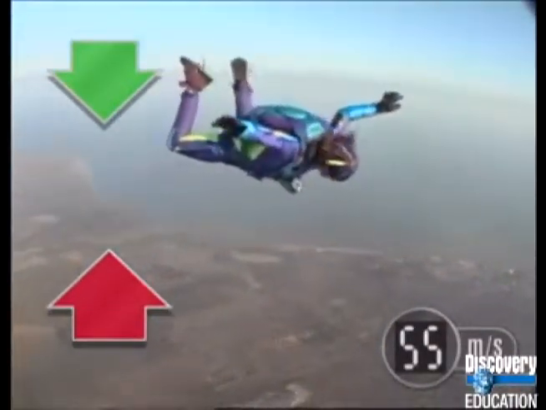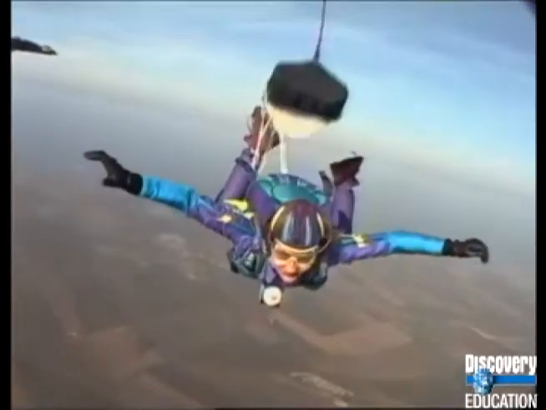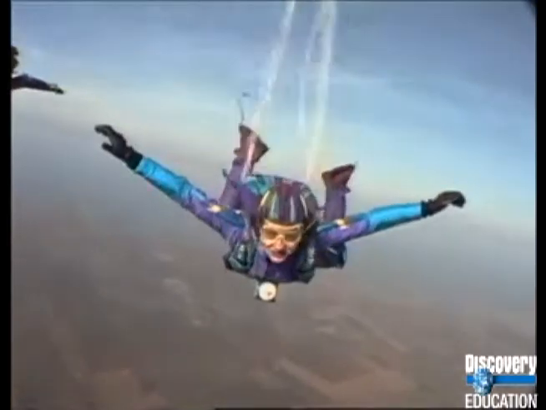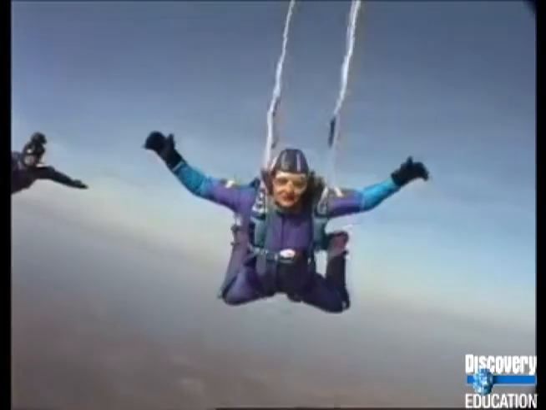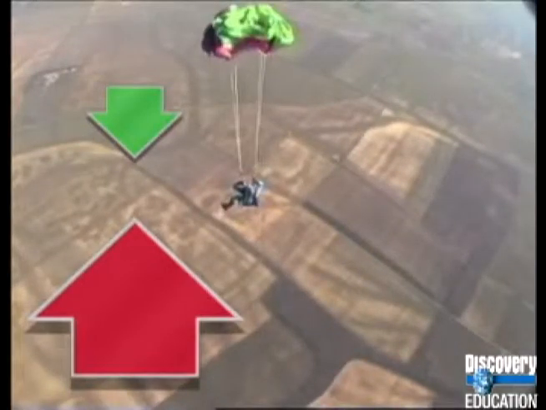That doesn't mean she stopped falling. It means she stopped accelerating. She's still doing a steady 55 meters per second, and hitting the ground at this speed isn't a good idea. To slow down, the upward force needs to be greater than the downward force. When the parachutes open, air resistance suddenly becomes much greater than gravity.